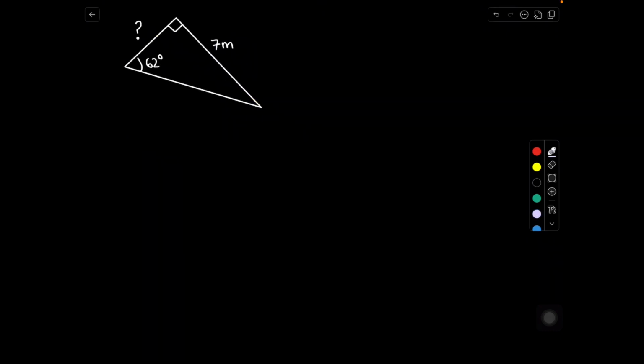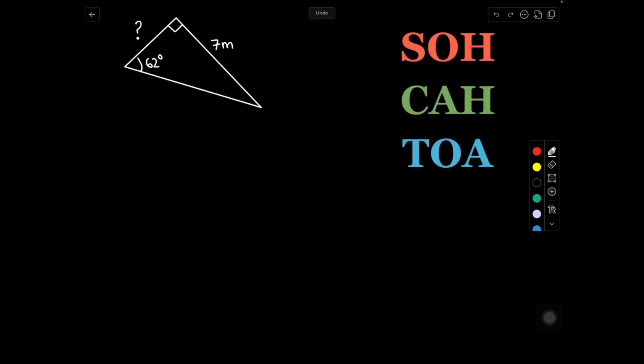Let's do one more example on finding an unknown length. So immediately check if it's a right angle triangle. This one is, so it's fine for us to use trigonometry. Then think of SOH CAH TOA. And now we can look at our triangle and label our sides again.